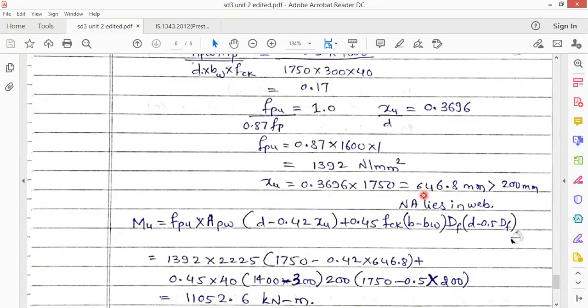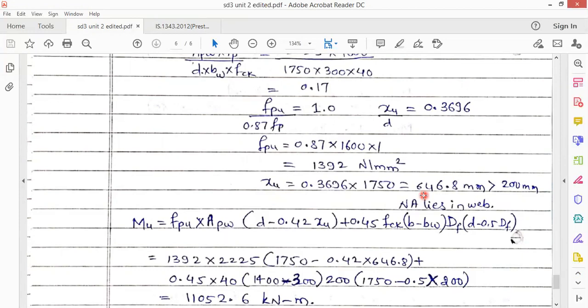So now with respect to this, that neutral axis lies in the web, I have the equation Mu equal to FPU into APW into bracket D minus 0.42 XU. It is with respect to the stress block, the parabolic stress block or having the curve. And second, here it is 0.45 into FCK into B minus BW into DF into D minus 0.5 into DF, or it is DF by 2, right?